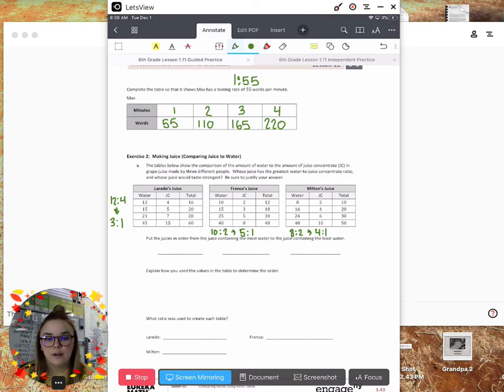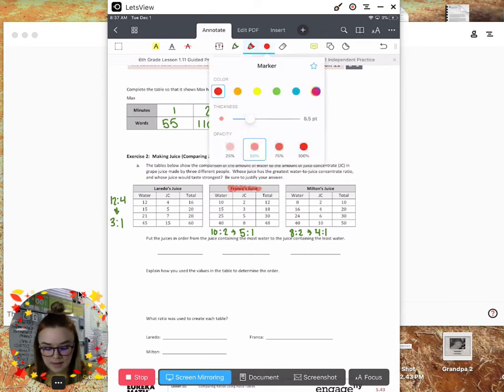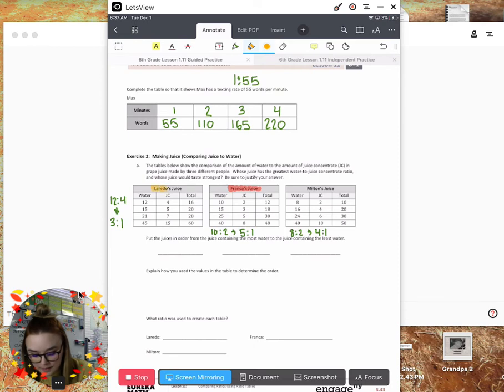So first we want to figure out who has the highest water to juice ratio. So who has the most water for 1 cup of juice. And that is Franca. All right, so Franca has the highest water to juice ratio. And then we want to see whose juice is the strongest. So who has the smallest water to juice ratio. And it looks like Laredo's is the smallest, right? He only has 3 cups of water for 1 cup of juice. Then we need to put them in order from the most water to the least water. So the most water is Franca, then Milton, then Laredo.